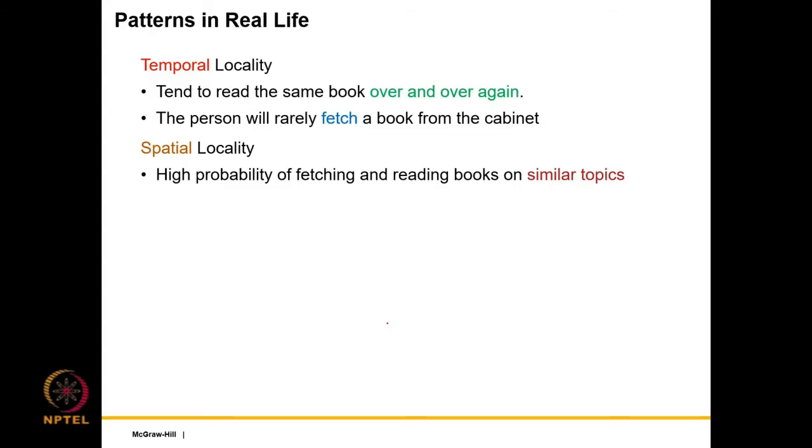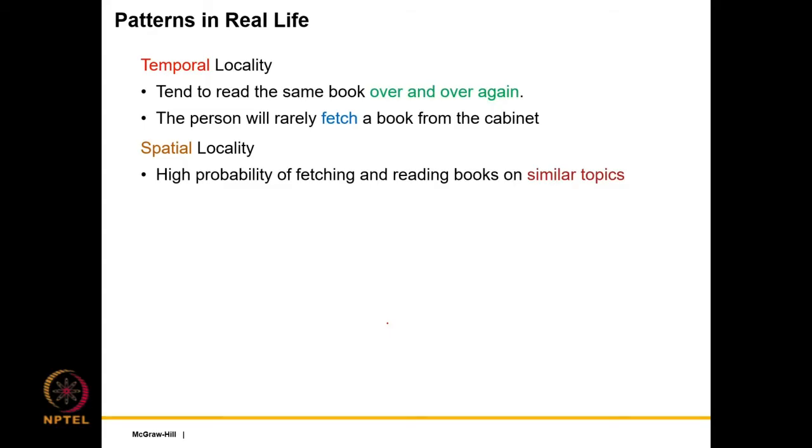We are talking of two important patterns in real life, namely temporal locality and spatial locality. Temporal locality is that you tend to do the same task over and over again in a short window of time. In this case, the person is reading the same book over and over again. This is an example of temporal locality. And furthermore, the person will rarely fetch a book from the cabinet. The desk you can think of as a work area which is the most frequently accessed.